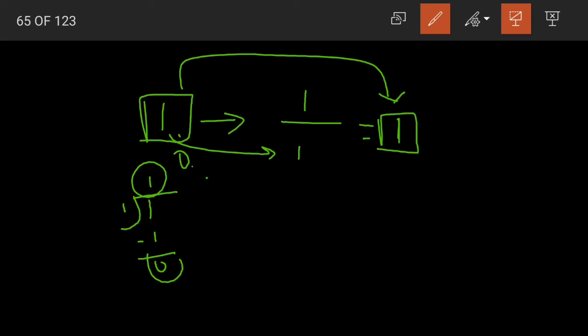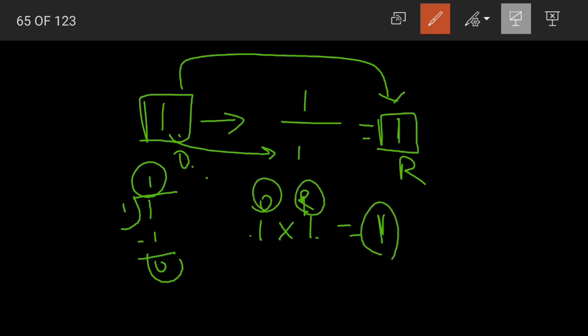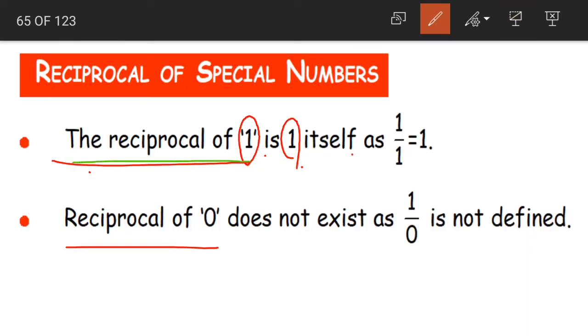The original number is 1 and the reciprocal is also 1. And if you want, you can multiply and check. 1 into 1 is equal to 1. So even when we are multiplying the reciprocal with the original, its answer is 1. So the reciprocal of 1 is always 1, children.